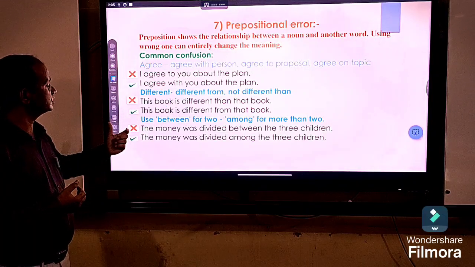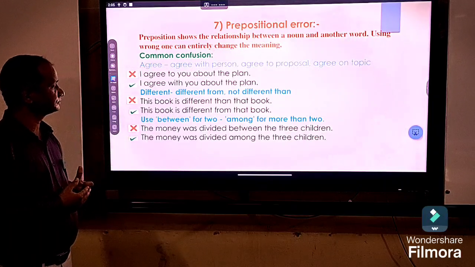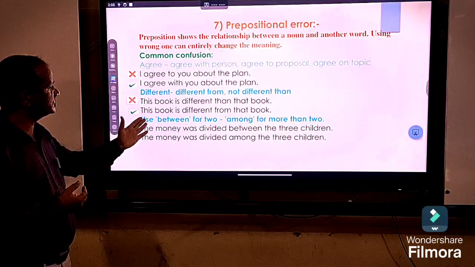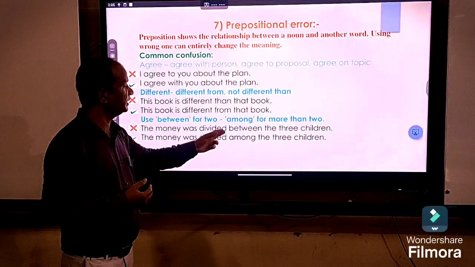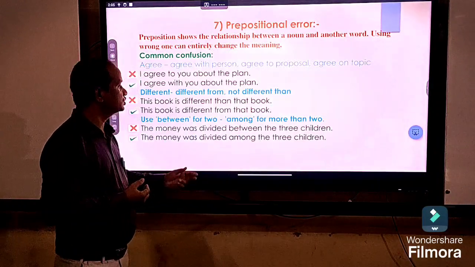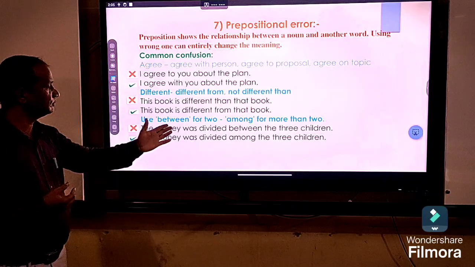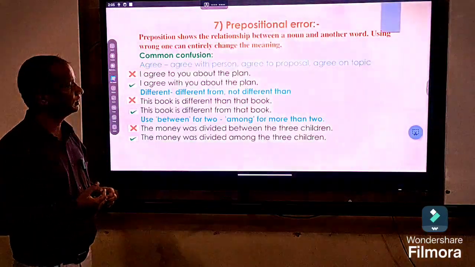Then we have to use between for comparison between two things, and among for more than two. The money was divided between the three children. Here the comparison is among more than two, so instead of between we have to use among. The money was divided among the three children will be the correct statement.